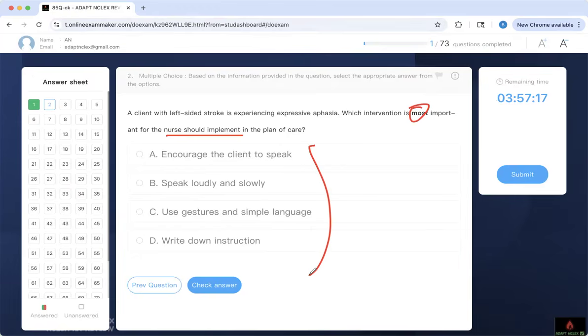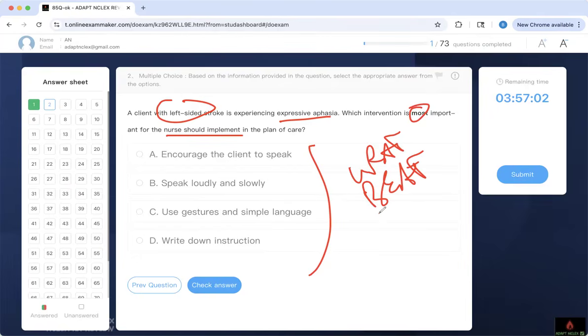That means prioritization. The client with the left-sided stroke is having what? Expressive aphasia. What is expressive aphasia? There are 2 things I want you to write: RAT and BEEF. Beef is what? Broca's expressive aphasia on the frontal lobe. Rat is what? Wernicke's receptive aphasia on the temporal lobe.